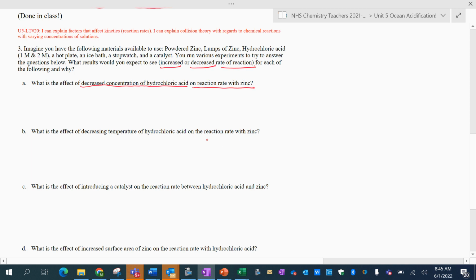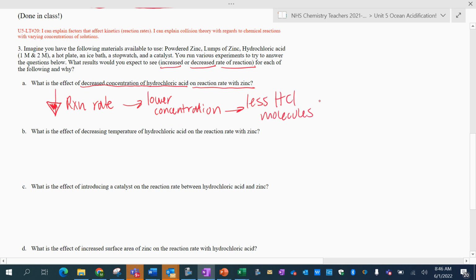If the concentration goes down, like if I did the 2 molar and then the 1 molar, I would expect to see a decreased reaction rate. And the reason is, in that lower concentration, that means there's less solute particles for the zinc to collide with. There are less HCl molecules for the zinc to collide with. And therefore, that will slow down the reaction.